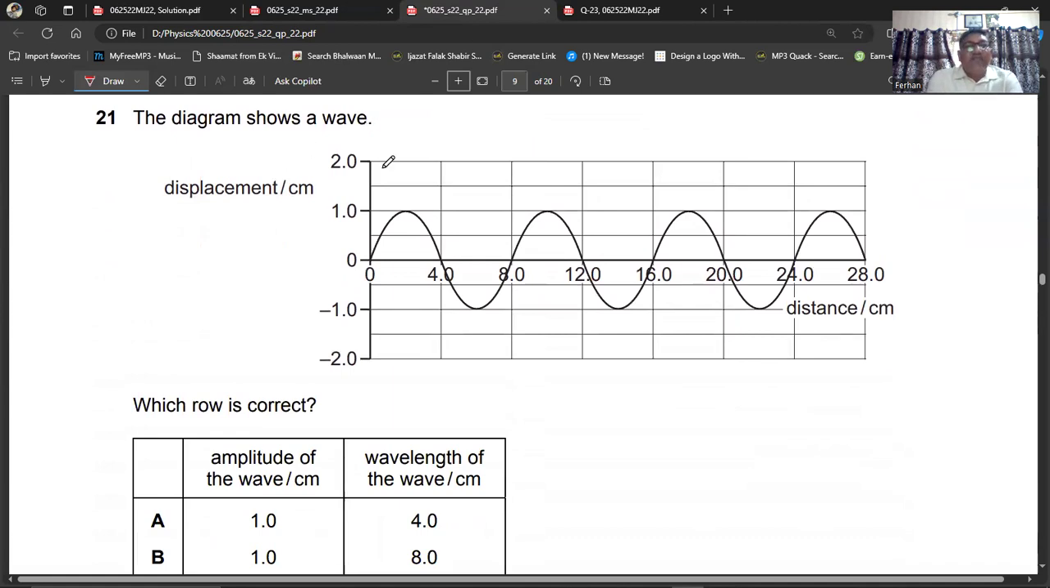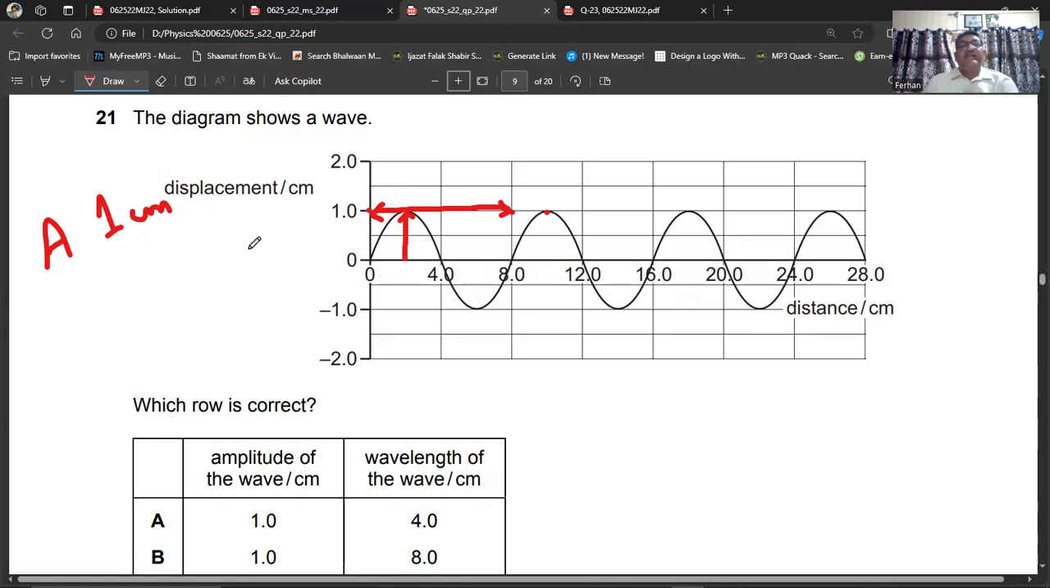The diagram shows a wave. You see, this is the amplitude. Amplitude is, from the mean position, how high you went. So the amplitude here is how much? It is 1 centimeter. And the wavelength here is from this point to this point. So this is one wavelength, and this is 8 centimeter.